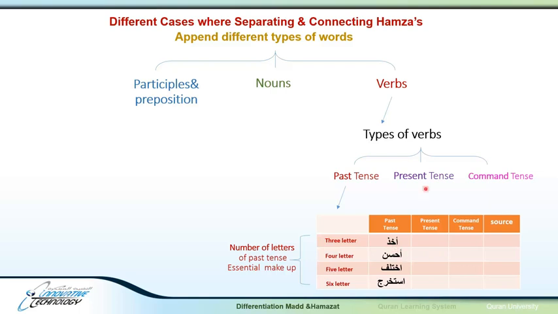أخذ, if we want to make it present, then it becomes يأخذ. We add a ya. To make it فعل أمر, a command tense, we say خذ. And the source is أخذ. And we say أخذ يأخذ خذ أخذ. Now we'll do the same thing for 4 letters. أحسن. يحسن is the present tense, and the command tense is أحسن, and the source is إحسانا. أحسن يحسن أحسن إحسانا. Now we're going to take the 5 letters example. اختلف.